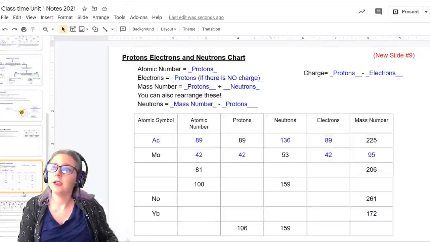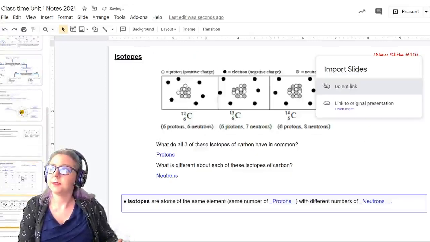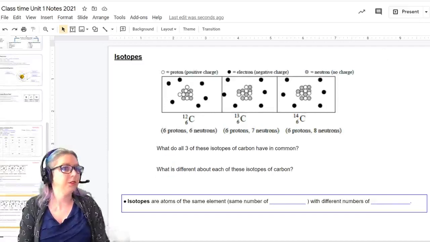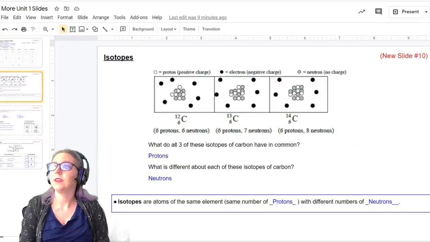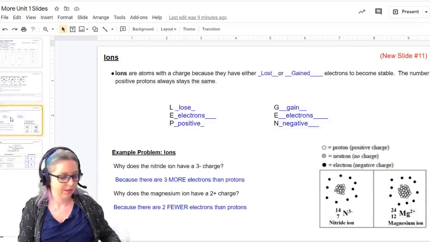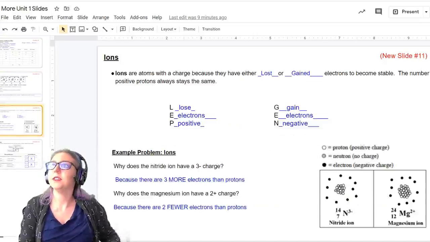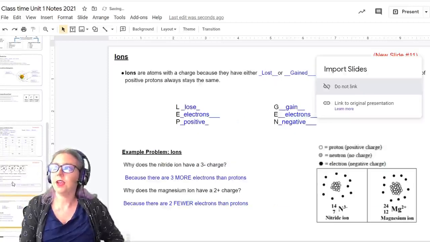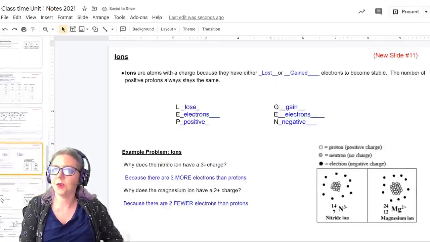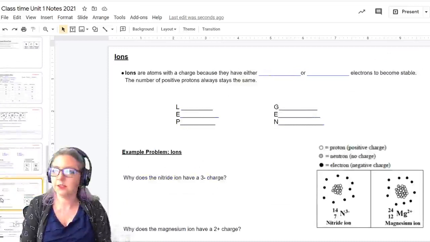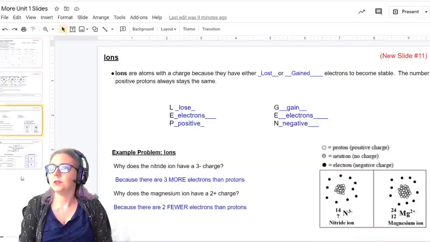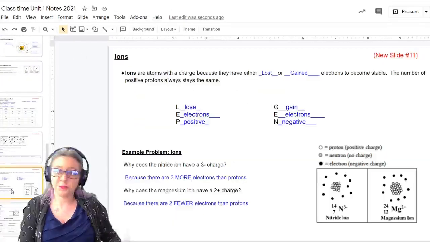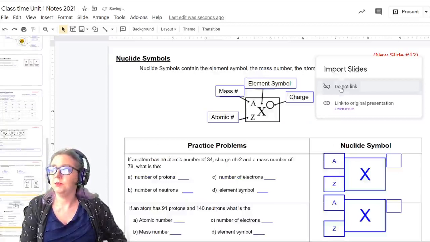And I would do this for my new slide number 10. Copy. Paste. Don't link. New slide number 10. Old slide number 10. Don't need the old slide. New slide number 11. Paste. Now you won't have an ion slide in yours. I put this in there already for me. And then just replace each one. I think this is the easiest way to merge your two.